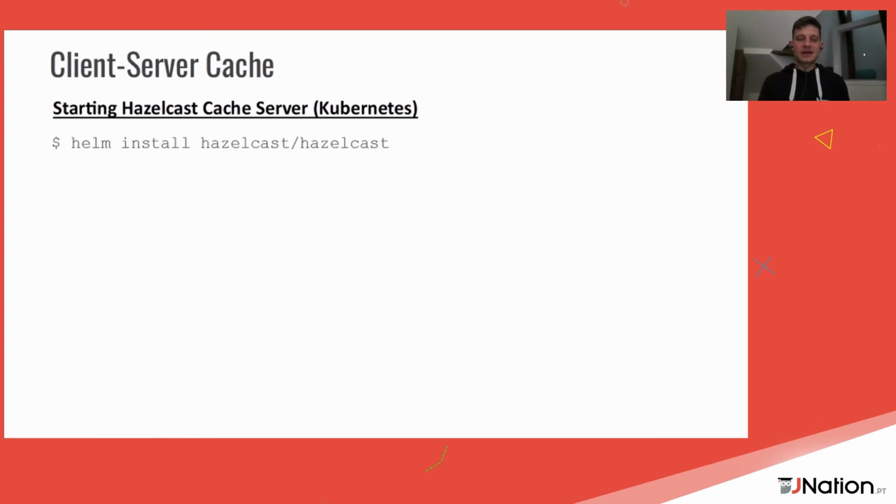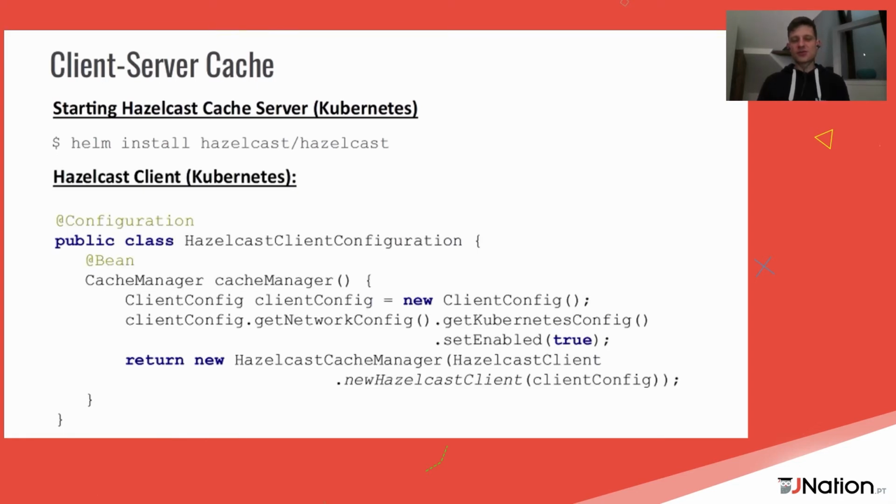What will a client look like? This should be the client configuration for your Spring application. We again configure the cache manager. We define a client config. We say, okay, use the Kubernetes plugin for the discovery. This is the set enabled true, and then return the Hazelcast cache manager. That's all. From now on, your application will use your Hazelcast server deployed on Kubernetes.